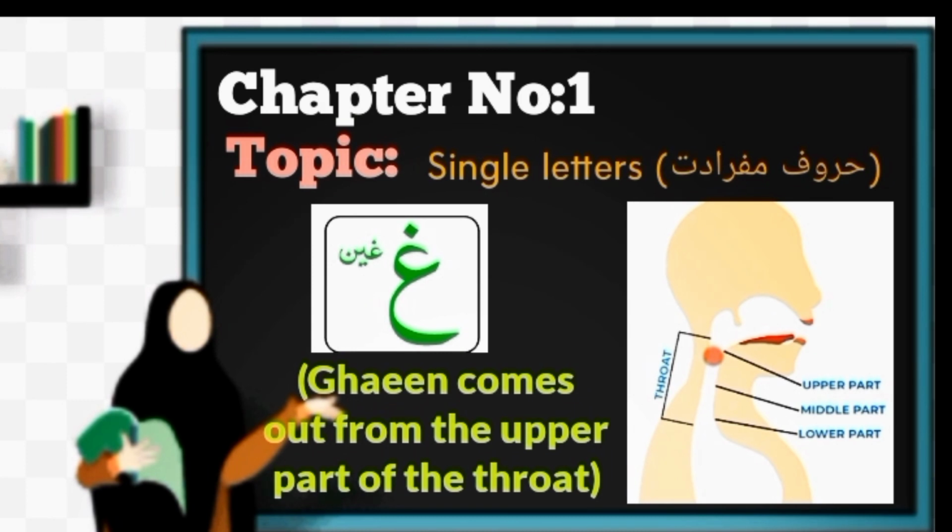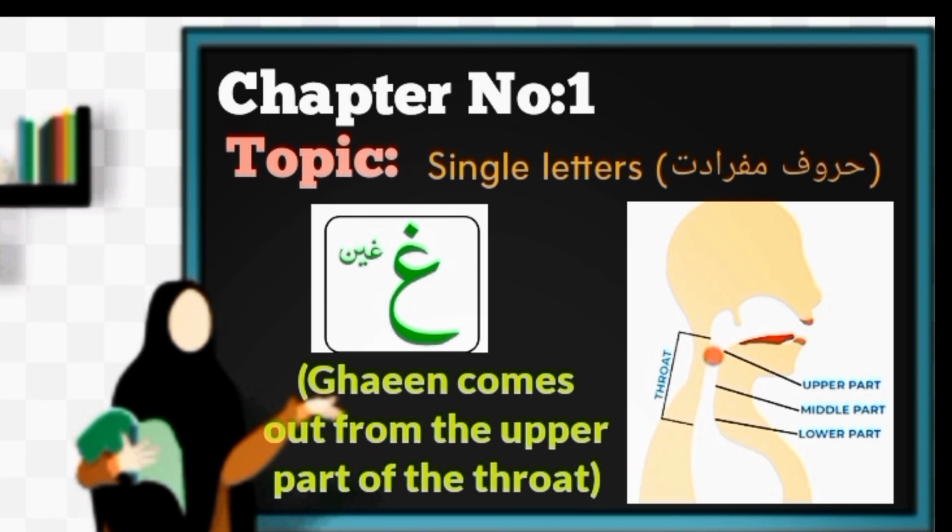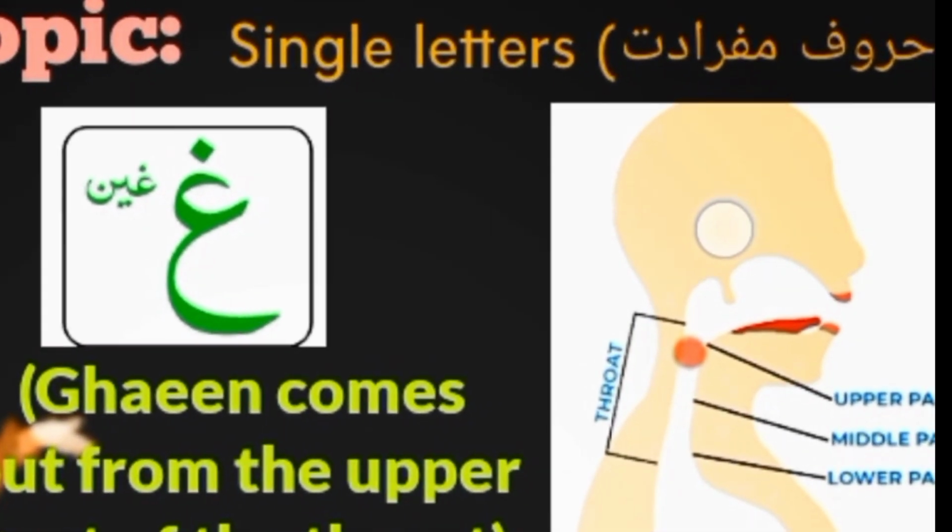Ghain. Remember, it's Ghain. Ghain has one dot on top. Ghain is a heavy letter. Let's see the makhraj of Ghain. Ghain comes out from the upper part of the throat. From here, you can see.